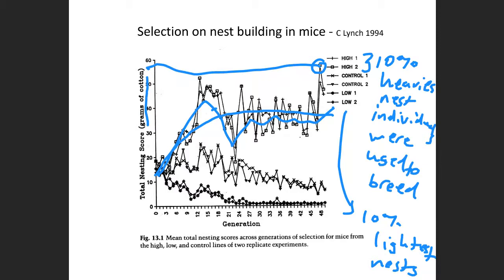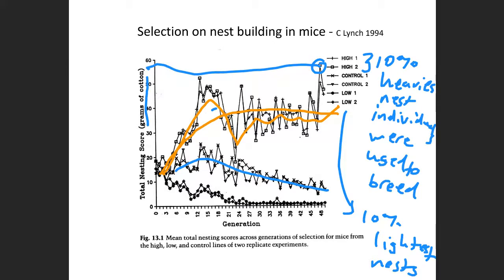The other thing that's really interesting about this study is you can see also that in the control lines, sorry, in the control lines, it looks to me like nest building goes down. Why might that be happening? And it looks like it's a real trend. It doesn't look like just variation, not just bouncing up and down.